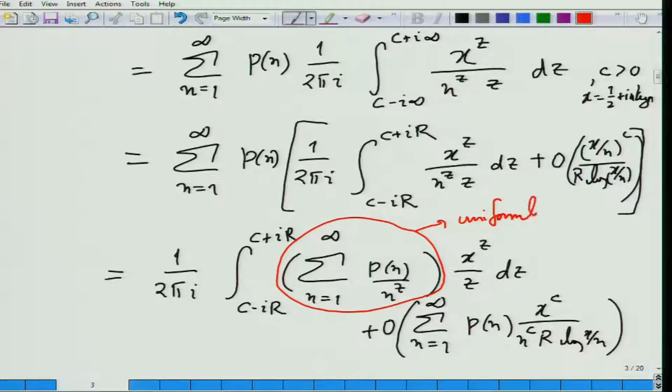But we need c greater than 1. Remember, the original sum for the delta function was valid for any c greater than 0, but this uniform convergence is not true for any c greater than 0. We have to assume c greater than 1. So, from henceforth, we will assume that c is greater than 1.